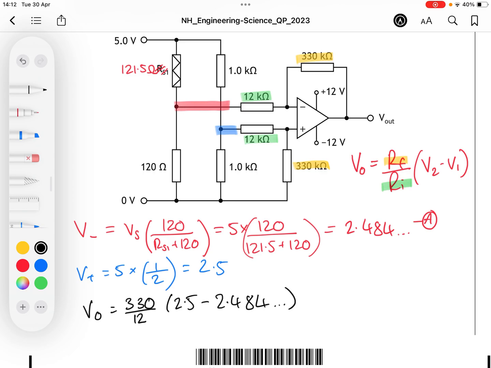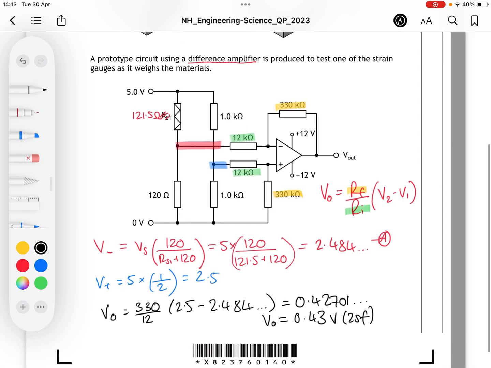And then that will give us the V out, 0.4270, etc. So our voltage output from this circuit is 0.43 volts to two significant figures. And that is how you solve a question like that.